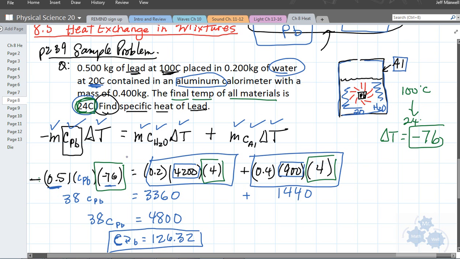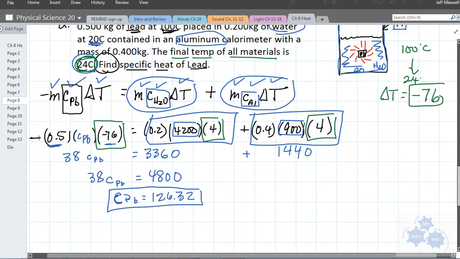Sometimes there's just one thing giving off energy and one thing accepting, but in this case we had both the water and the aluminum that comprised the calorimeter. We had to use two different expressions because the amount of heat that the water will absorb and the amount of heat energy that the aluminum will absorb are different, so we had to calculate those separately. So that's the sample problem, page 239.